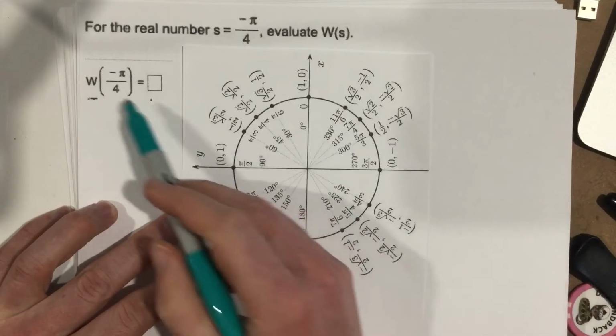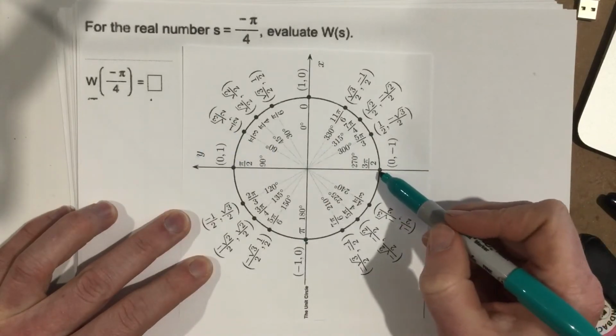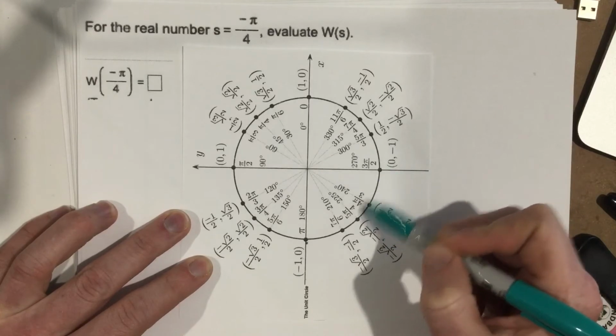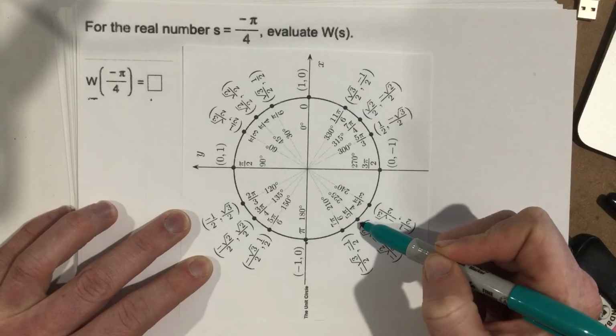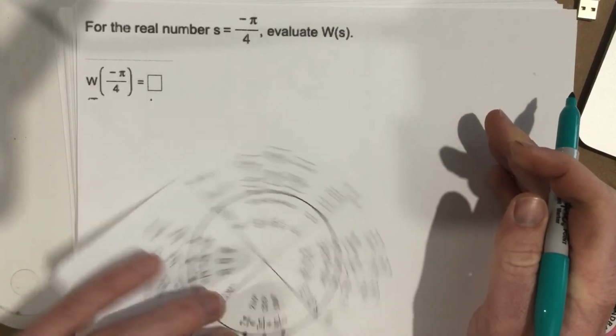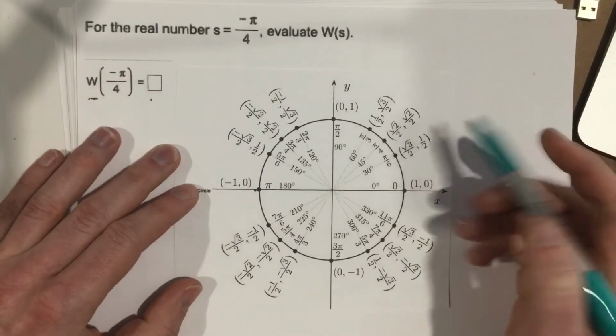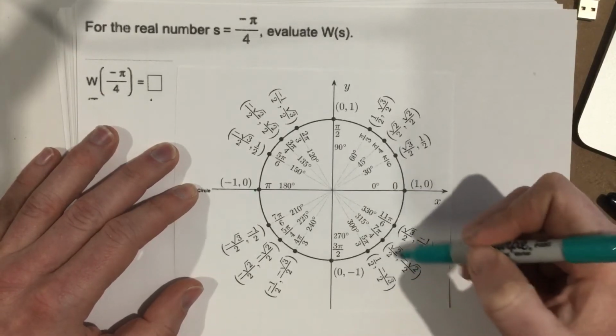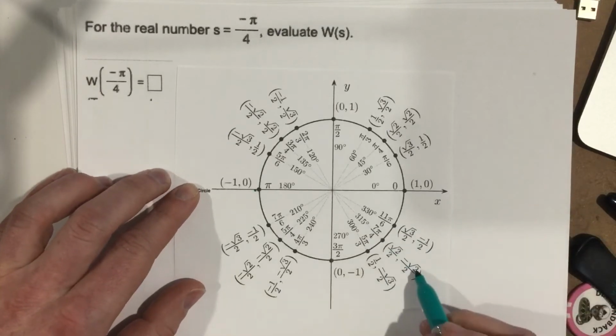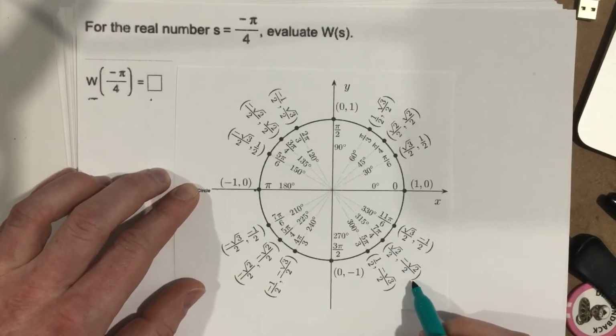So in our case, negative pi over 4, well, that would just take us clockwise a pi over 4. So I go negative pi over 4 takes me here. Negative pi over 4, I got this upside down, sorry. Negative pi over 4 would take me to 7 pi over 4, which is exactly what we got in the last problem. So our answer here is root 2 over 2 comma negative root 2 over 2.